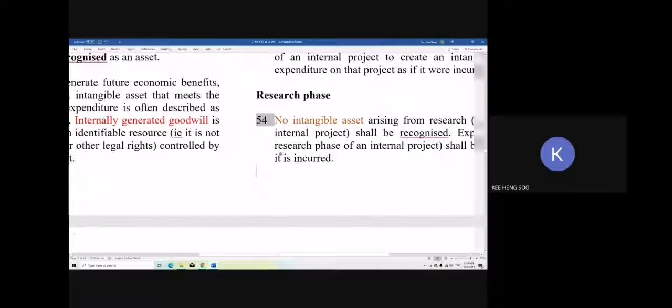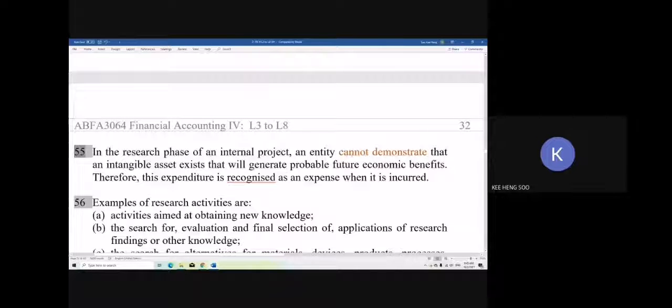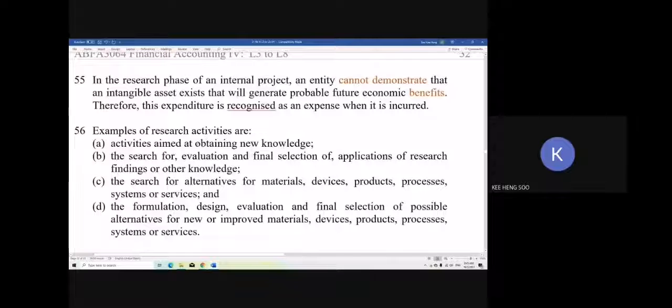So the company cannot demonstrate, can you see that, whether there is any future economic benefit. So it recognizes expenses when incurred. This is the reason. Examples of research activity: obtaining new knowledge, final selection of the knowledge, searching for alternatives, doing the formulation, design, and so on. These are all studies. No product, no future economic benefit. So these are research activities.